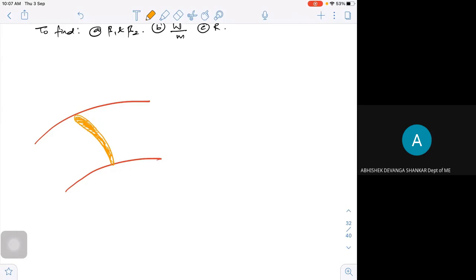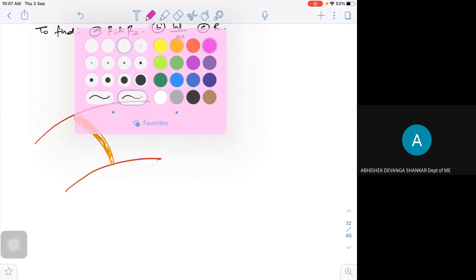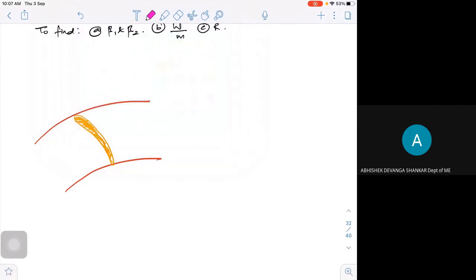Now let us draw the triangle. It's the fluid. I've always been telling you that your Vr should always be in the direction of the blade, that means it should be tangent to it. So how to draw the velocity triangle? This is my Vr1, so you have to draw in such a way that this is your Vr1. I'm going to teach you how to draw the triangle.